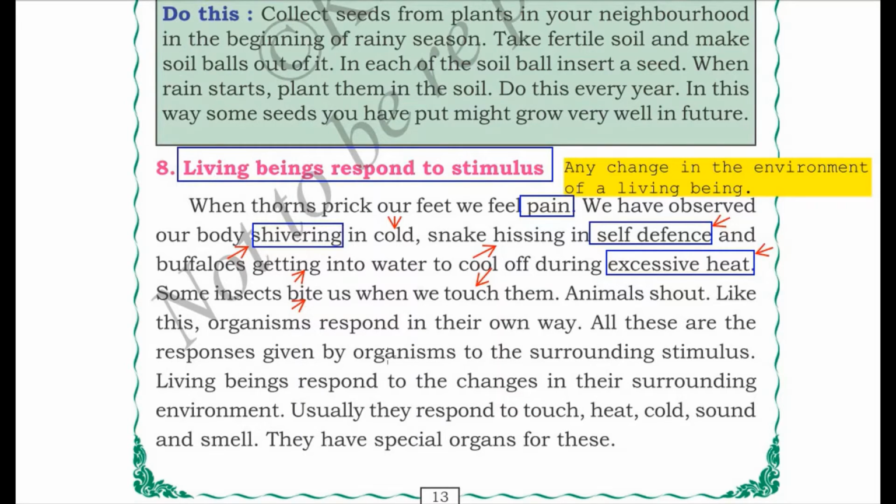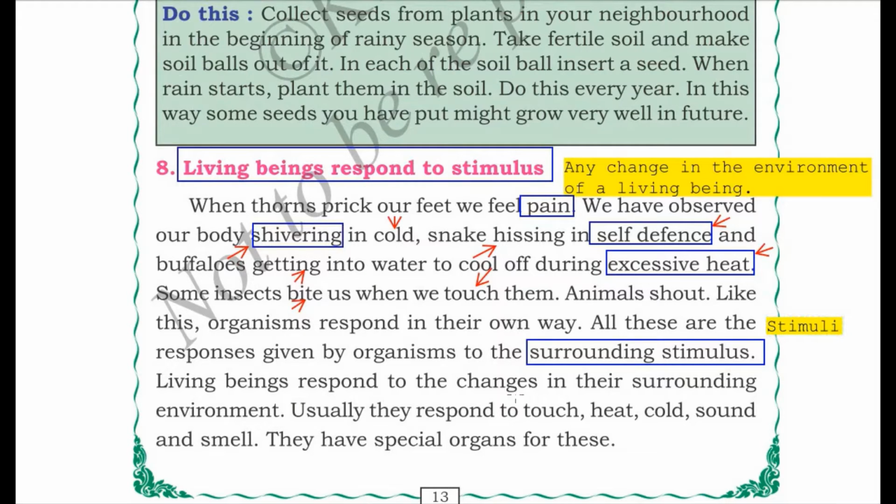All these are the responses given by organisms to surrounding stimulus. So the plural of the word stimulus is stimuli. Okay, so the plural is stimuli. And when there is stimulus surrounding an organism, it responds in a reasonable manner, as an action to that particular stimulus. Living beings respond to changes in their surrounding environment.